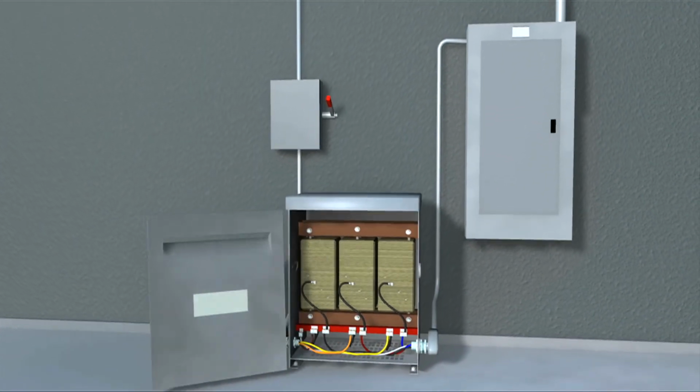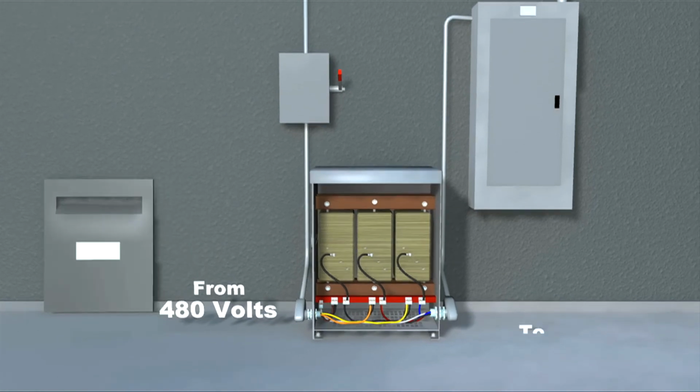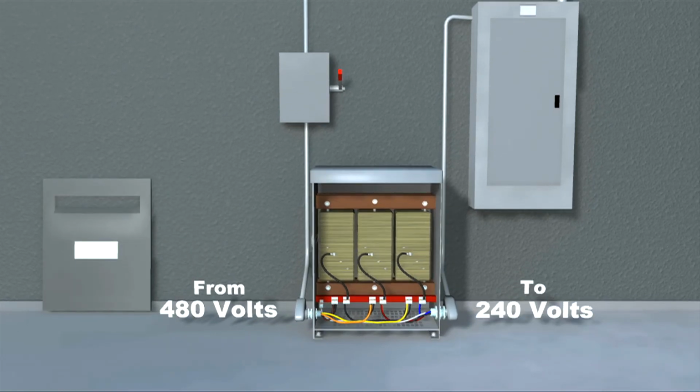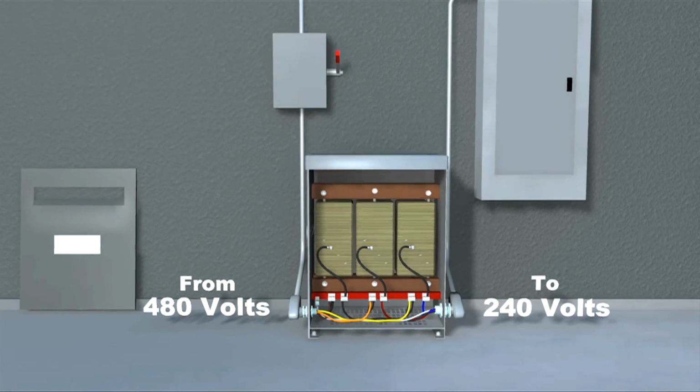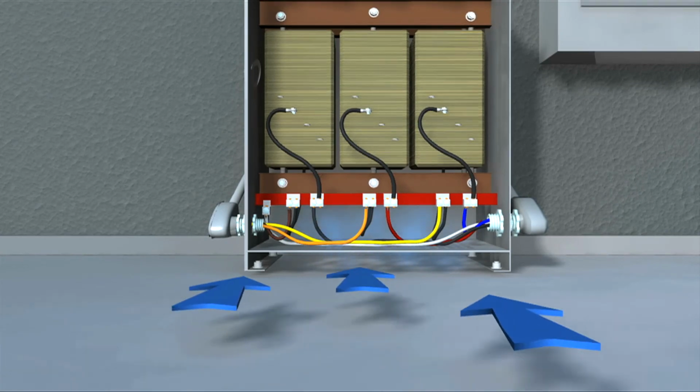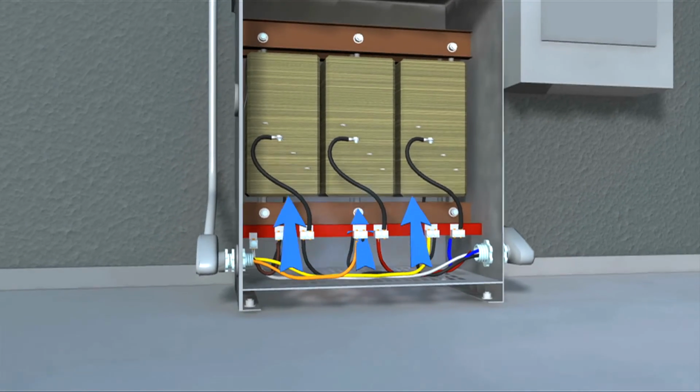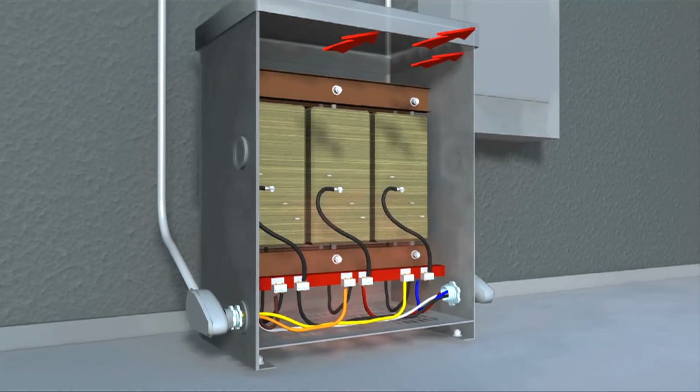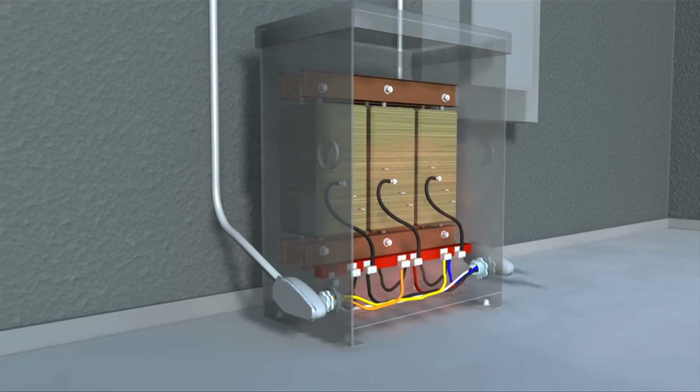The dry transformer has the same function as an oil transformer. It steps down voltage. The difference is that the dry transformer uses air for cooling instead of oil. As the transformer heats the air inside, cool air is pulled in at the bottom. Heat rises through a natural convection process and exits from the top.